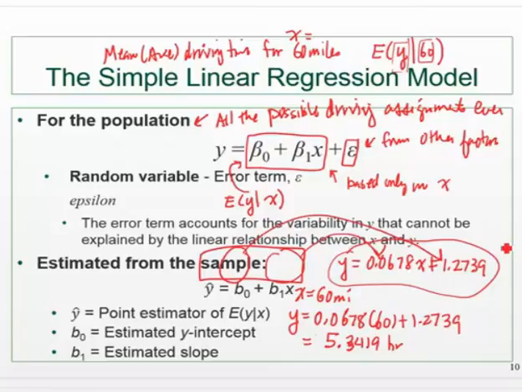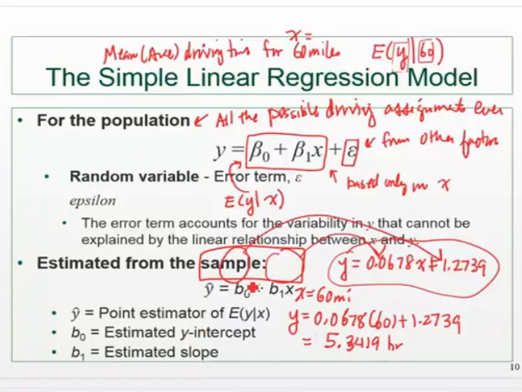So again, this part here is kind of the ideal concept. Since we don't have the population, we'll never be able to get the regression for the population, but we're going to estimate it by using our sample data, which is a small sample drawn from a population.